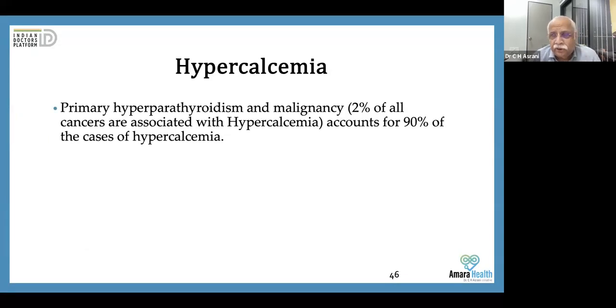Primary hyperparathyroidism, overactive parathyroid gland, and malignancy. 2% of all cancers are associated with hypercalcemia. So understand this, malignancies and primary hyperparathyroidism account for almost 90% cases of hypercalcemia.